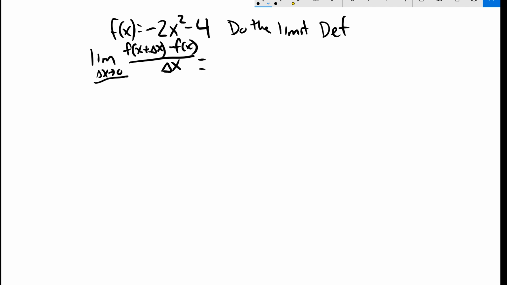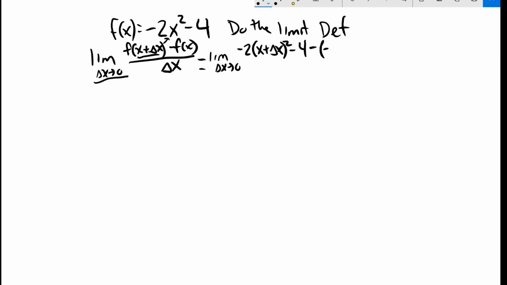The way you do this is you always plug in x plus delta x where x is in the original function, not the other way around. A lot of people feel tempted to write this garbage and then multiply it by x plus delta x, and that goes super sad directions. So if we plug this in, we get the limit as delta x approaches 0 of -2 times x plus delta x squared minus 4. That's f of x plus delta x, so all I did was plug it in where x was.